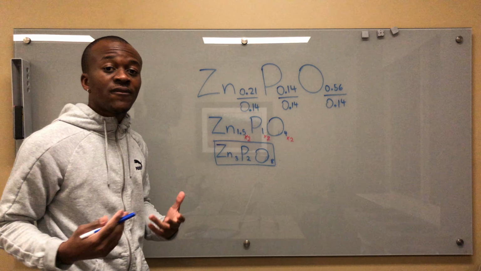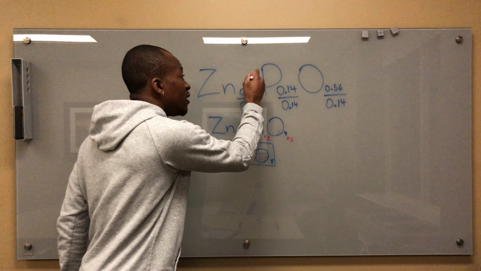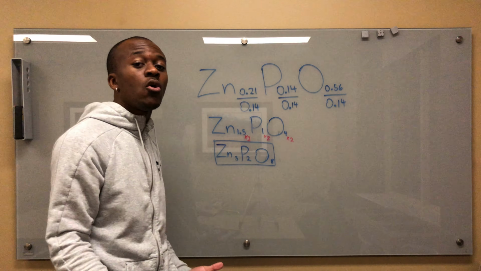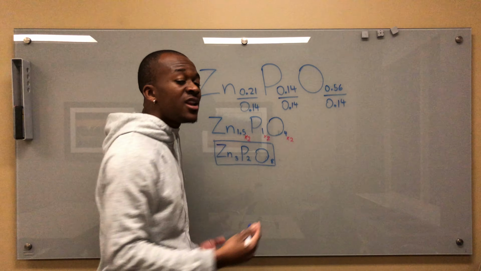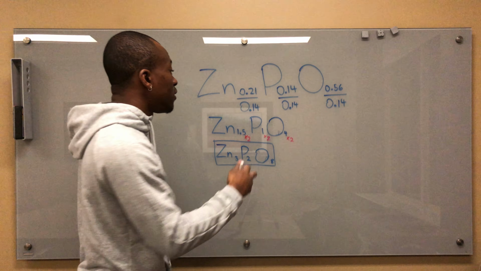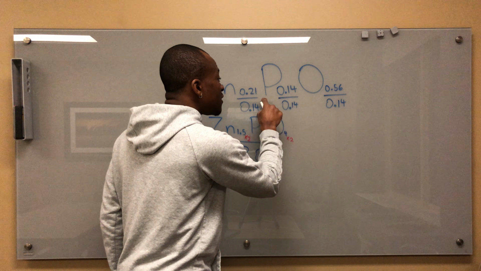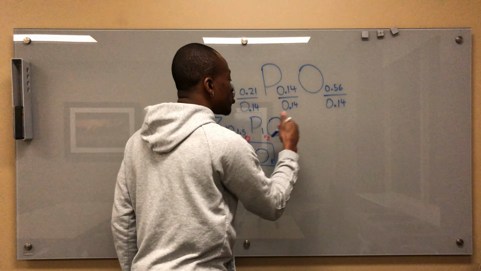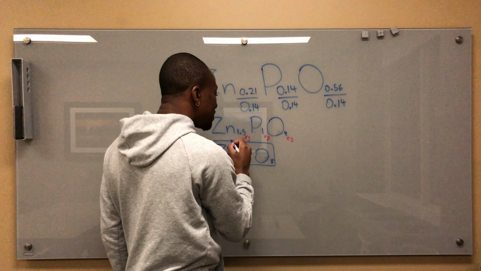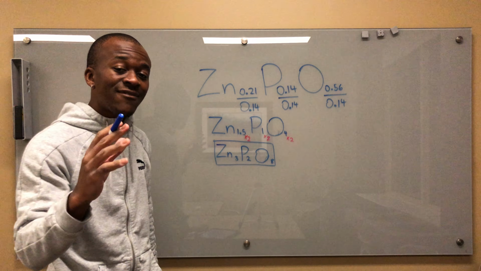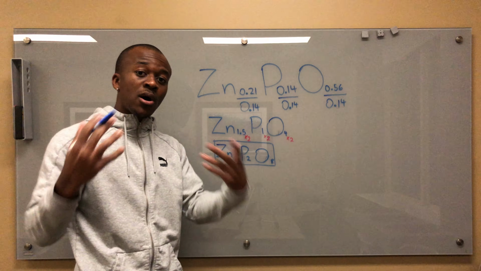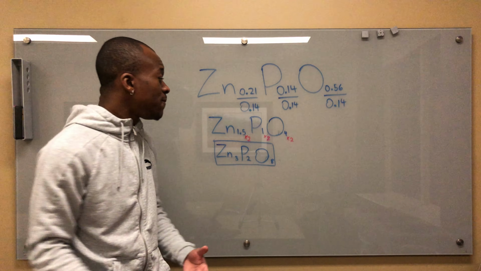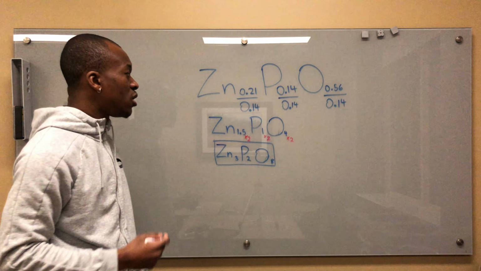So what you're going to want to do first is write out your pseudo formula. When they say 0.21 moles of whatever, you write that in. Then you divide by the smallest number that you have out of these. Once you divide, you get something that looks like this, but you might still have decimals by the end of it. So you multiply by the smallest integer that gives whole numbers, which in this case happened to be 2.